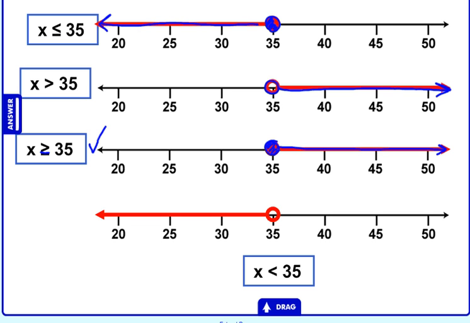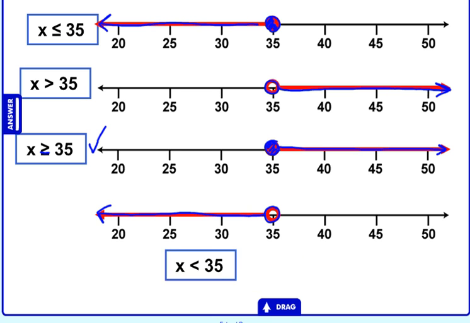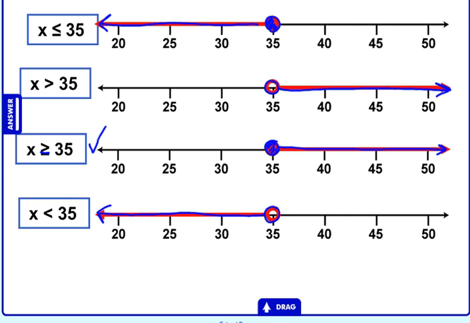And let's check this last one. This open dot means that there is no equals line. And these are the smaller numbers. These are all the numbers that are less than 35. So that must match this. X is less than 35.